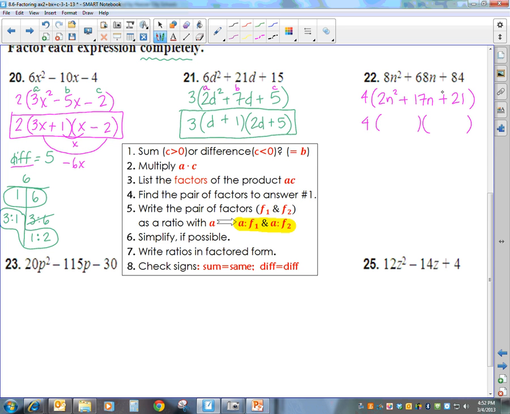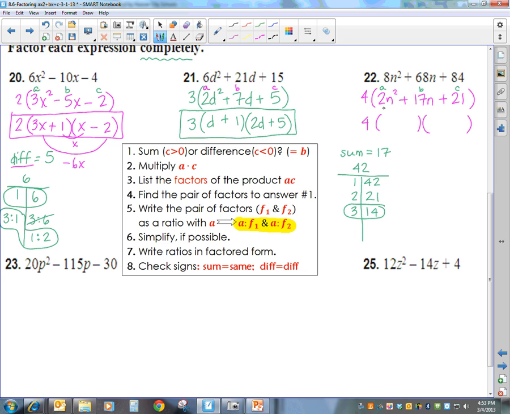Am I looking for a sum or a difference? This is my A, this is my B, and my C. My C is positive, so I'm looking for a sum. That sum will be equal to 17. I'm going to multiply A and C together to look at the factors. So I have 1 plus 42 does not equal 17. 2 plus 21, nope. 3 plus 14 equals 17. So I have my factors.